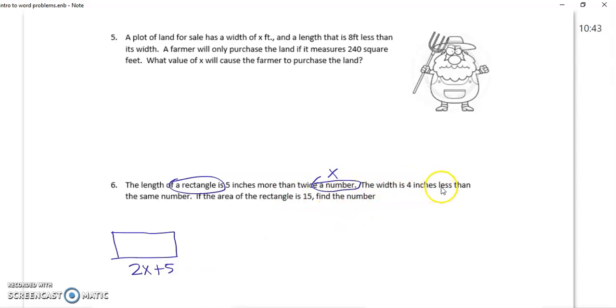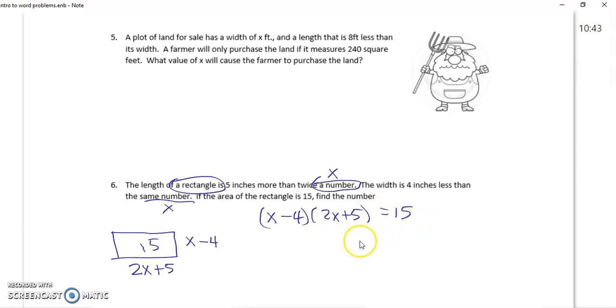The width is 4 inches less than the same number. So the width is 4 inches less than the same number, the same unknown number as before. And the area of the rectangle is 15. So now that I've set this up, I can make an equation. That is the width times the length is equal to the area.